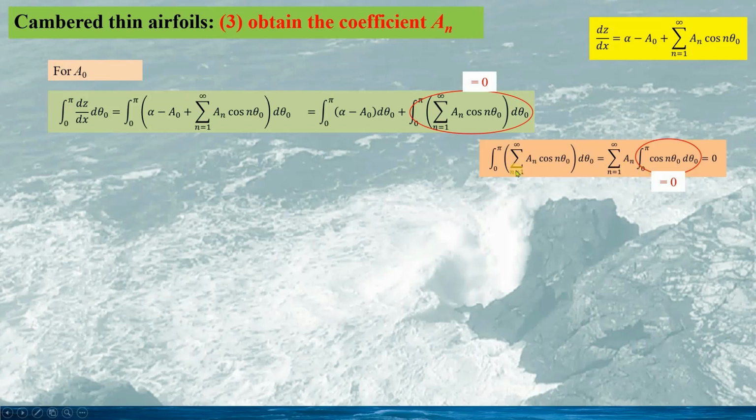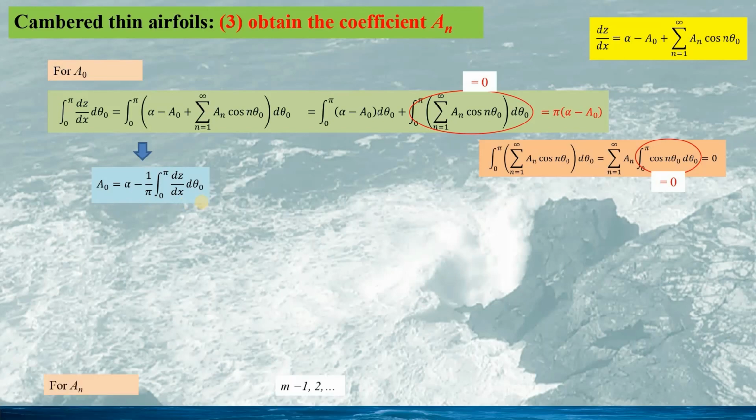Here we exchange the order of integration and the summation, so the integration would be 0. Therefore, this term would have this result. We can deduce from this relation that A0 can be expressed as this equation.